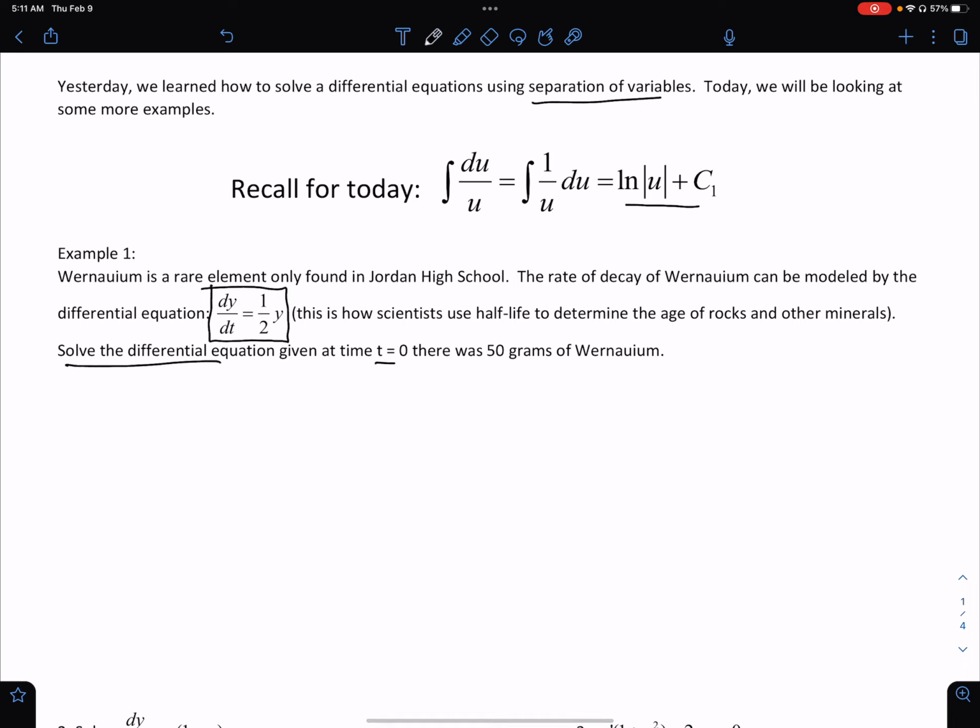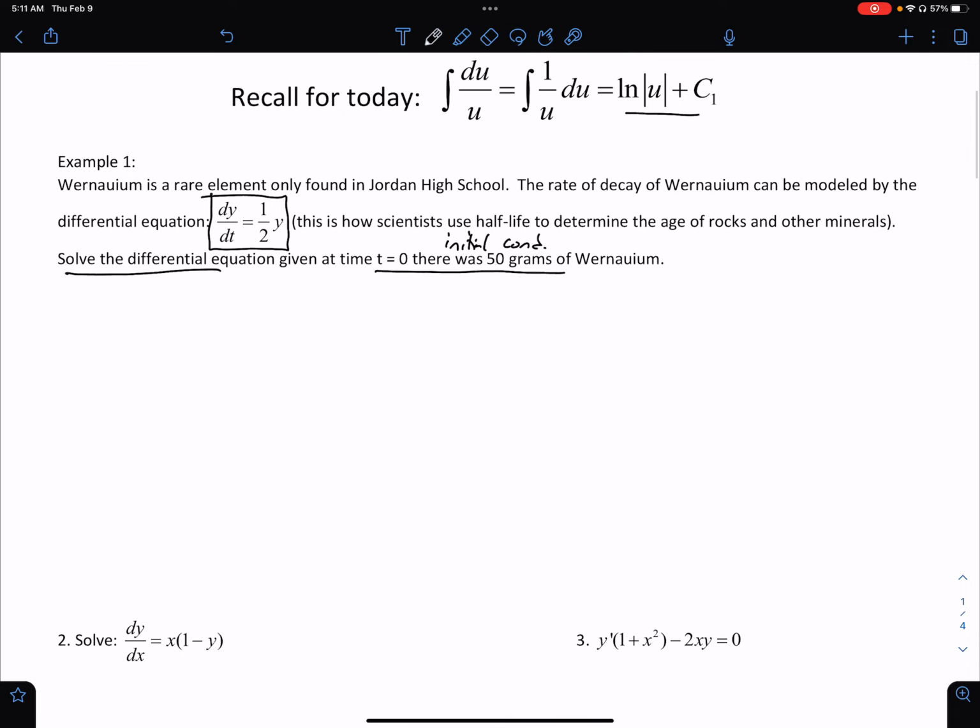Given at time equals 0, there is 50 grams of Wornallium. Of course, this is our initial condition right there. So let's go ahead and solve this. So we're going to write this out. We got dy/dt equals 1/2 y.